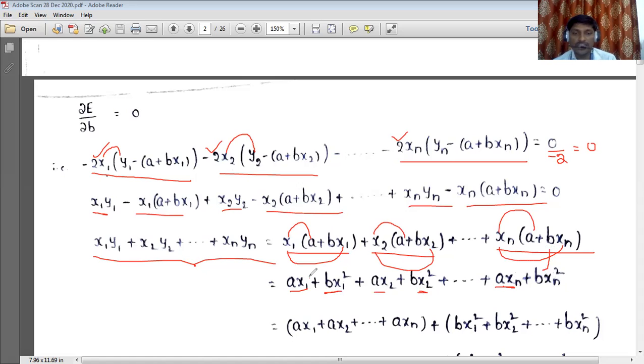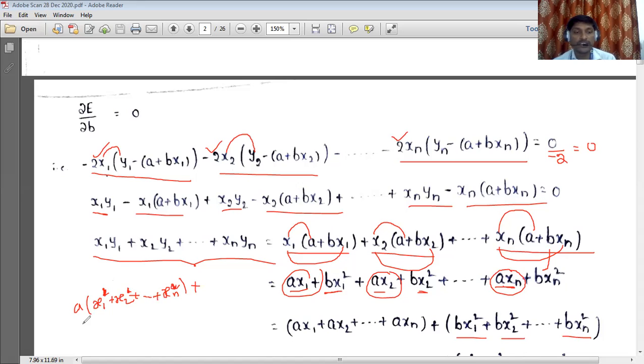Now if you observe again, here it is having ax1 and ax2 and so on up to axn. So in each and every term we have ax1 plus ax2 plus and so on plus axn. In the same way, here it is bx1 square plus bx2 square plus bxn square. Now what can we take common? Here a is the common one, so we can take that as common. Simply we'll get a into (x1 plus x2 plus and so on plus xn).